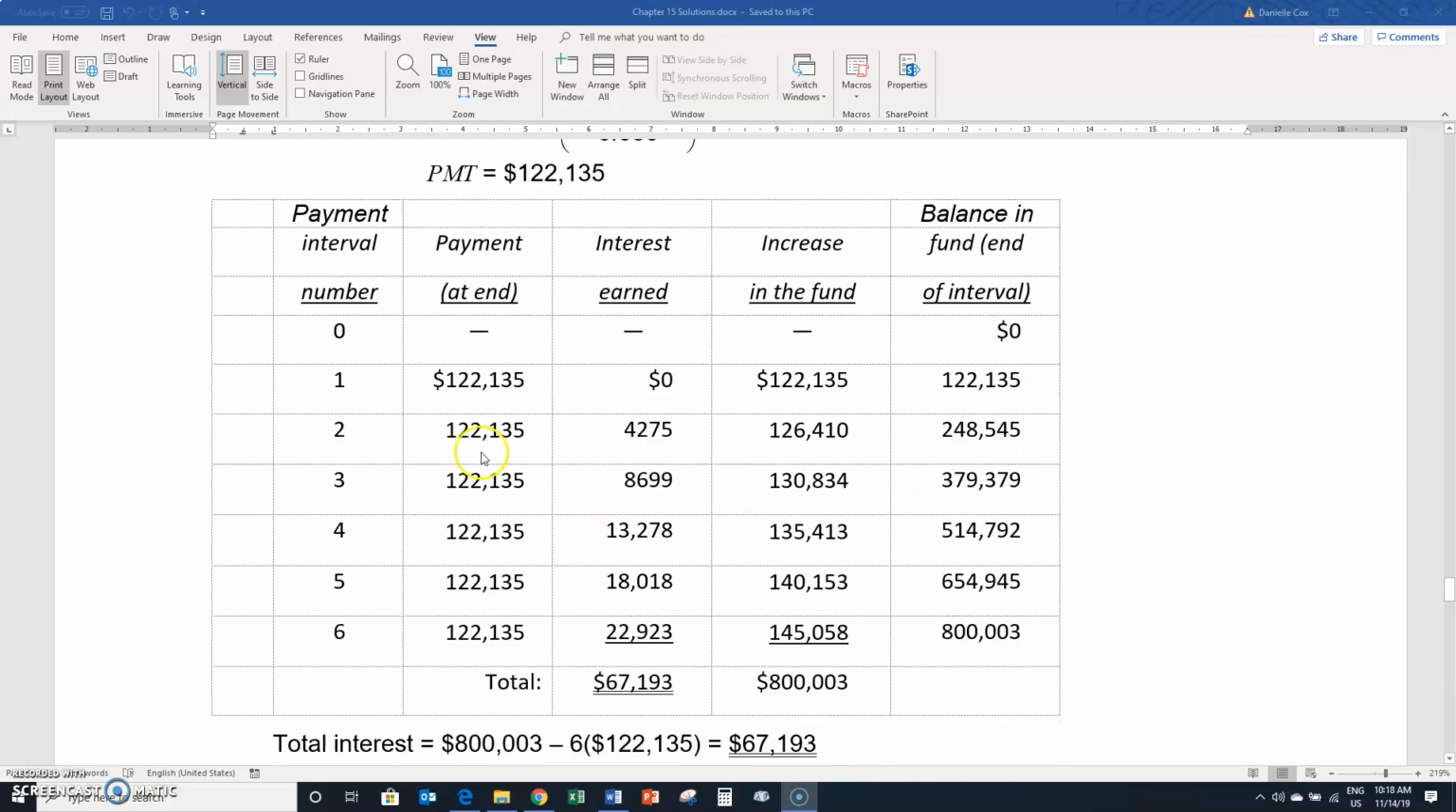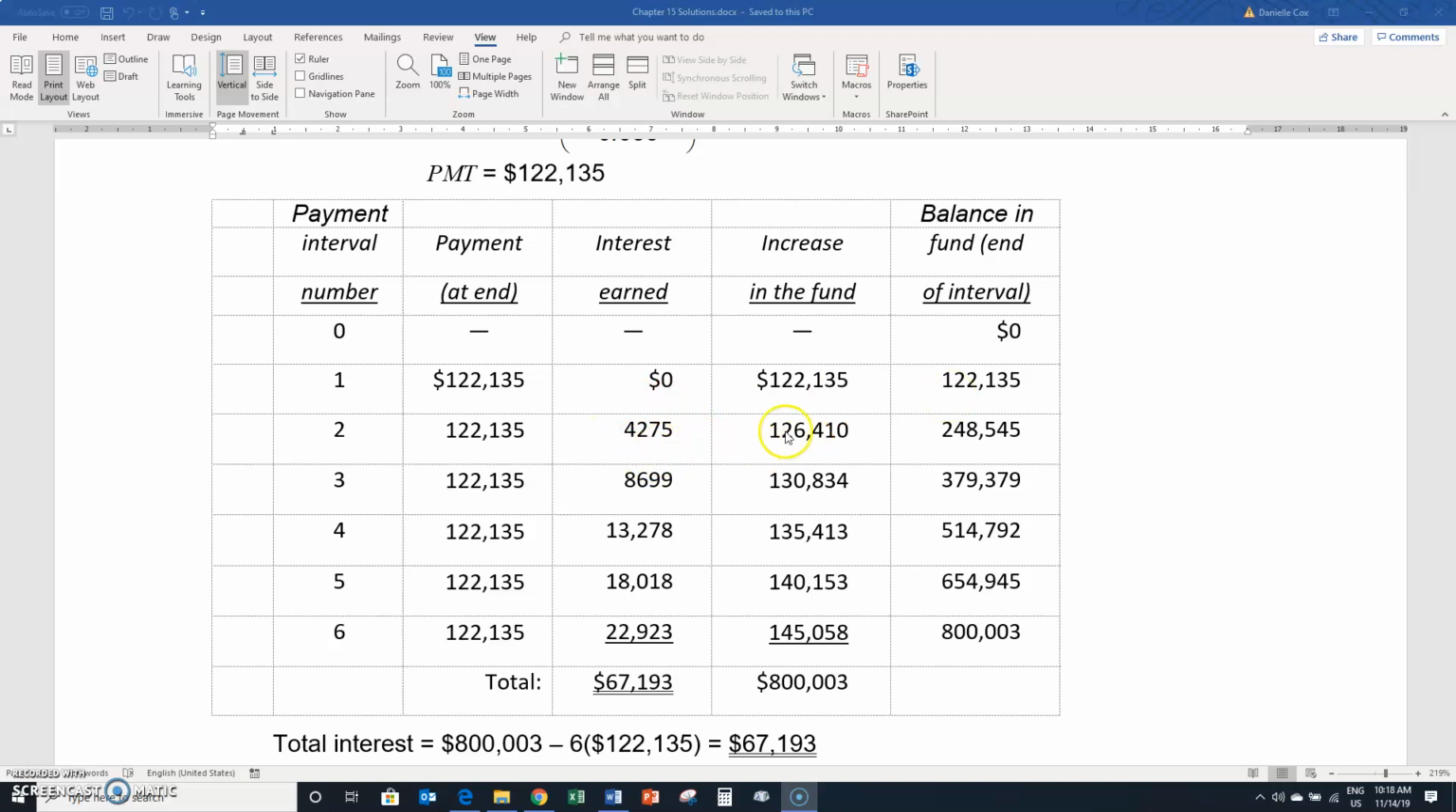Then in interval number 2, we make another payment, but that payment is not made until the end of the period. So the interest earned in that period is only on the balance that was in there before. So it's the 122,135. So it's 7%, but it's semi-annual, so it works out to 7 divided by 2, which is 0.035. So if you take this amount at the end of the period times 0.035, you get 42.75.